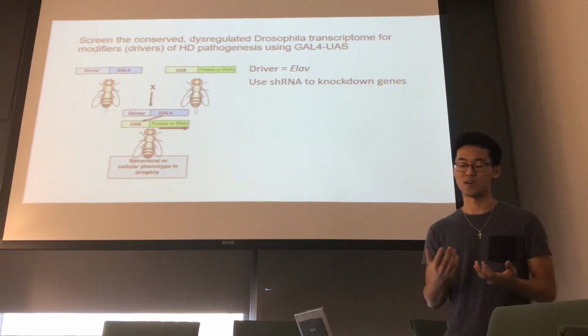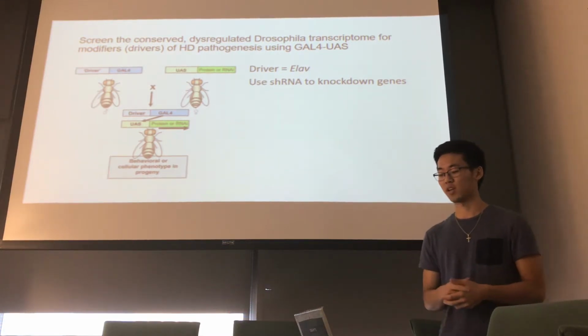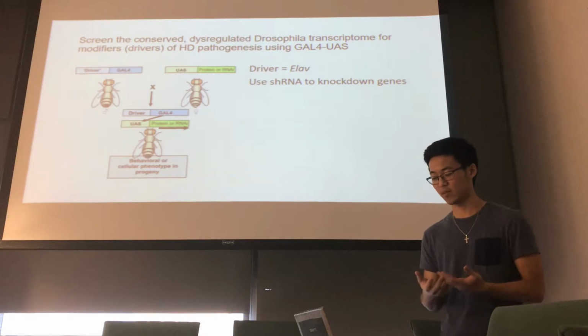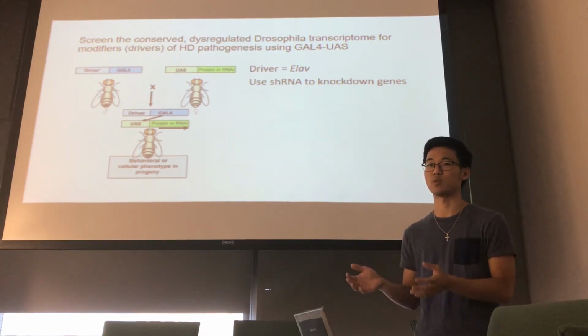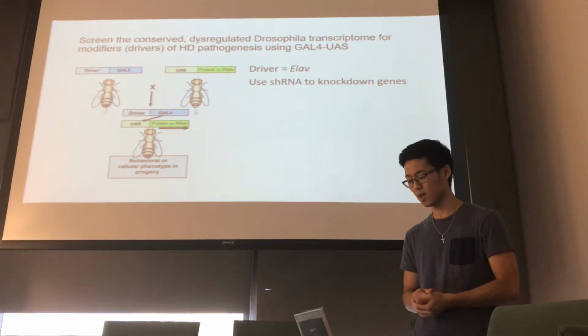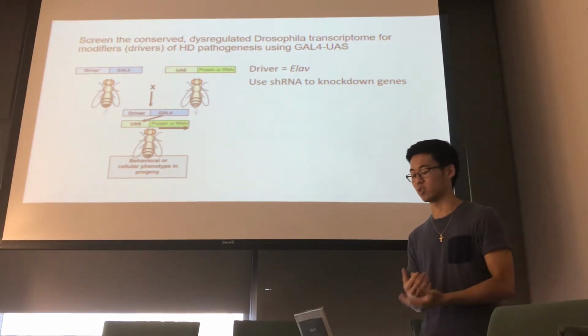A big part of these fly crosses, of course, is the GAL4 system, which is taken from yeast. GAL4 is a transcription factor that binds to a site called UAS, which drives the expression of whatever transgene we pair with UAS. And we drive the expression of GAL4 using an endogenous gene within the flies.